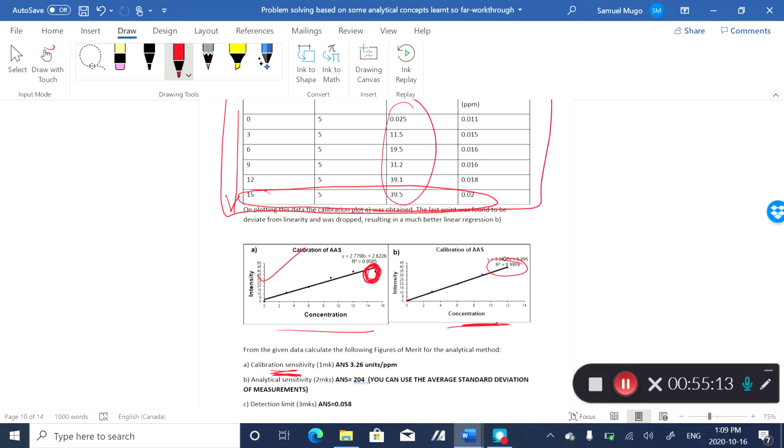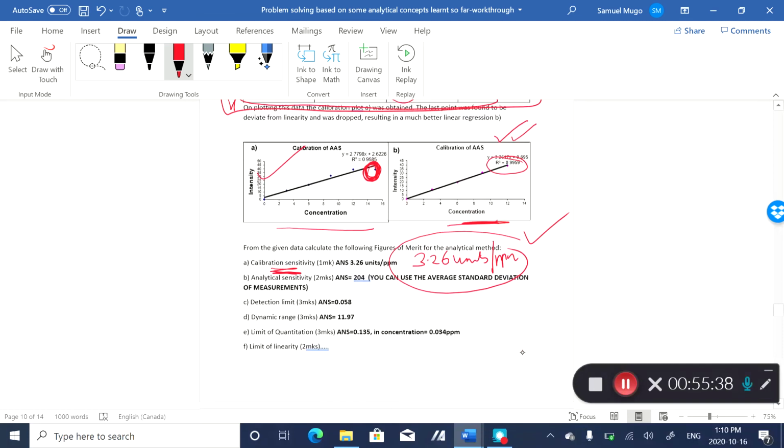So from this method of calibration, you can determine the calibration sensitivity. Remember, the calibration sensitivity is nothing but the slope. So let's just use this calibration. The slope is 3.26 units per ppm. So that's the calibration sensitivity. That's all what you need to do.